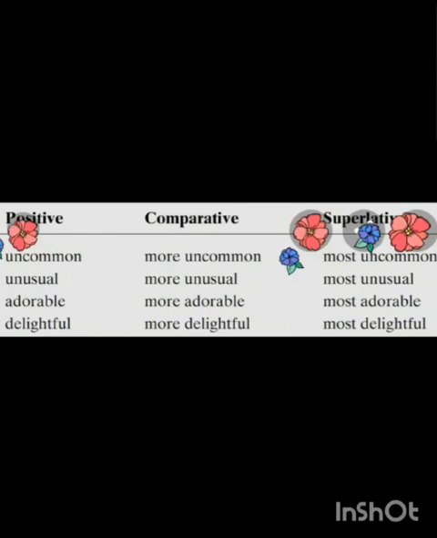Sometimes we form comparative and superlative degrees by adding more and most before the adjective. We do so when we have a multisyllable adjective. For example, uncommon, more uncommon, most uncommon; unusual, more unusual, most unusual; adorable, more adorable, most adorable; delightful, more delightful, most delightful.